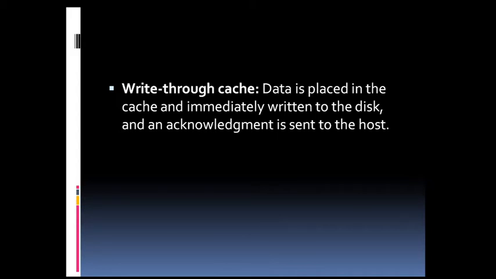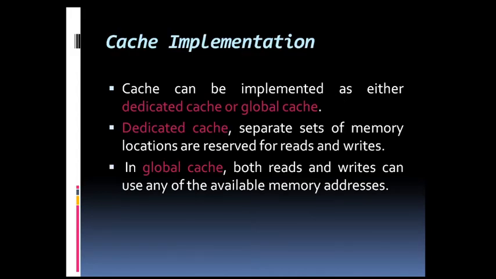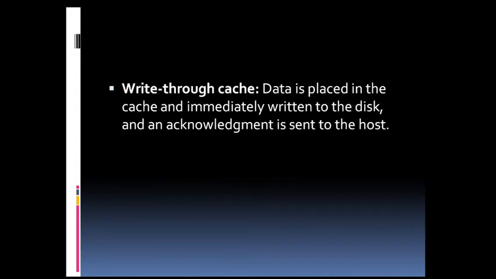Cache can be bypassed under certain conditions, such as larger size writing of the IO. In this implementation, if the size of an IO request exceeds the predefined size, that is called the write aside size, writes are sent to the disk directly to reduce the impact of large writes consuming a large cache space.